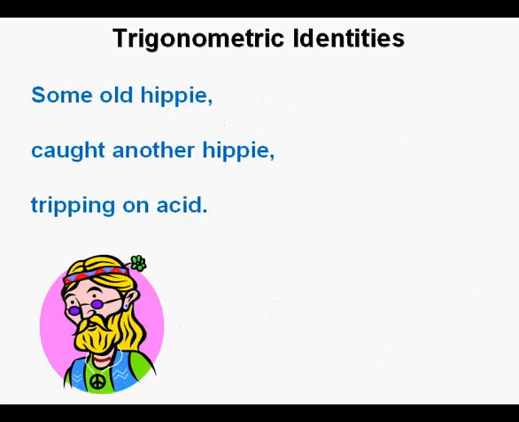Now we'll get to what you probably tuned in for, the trigonometric identities. The trigonometric identities stem from the first 3 basic trigonometric ratios, and this is what I use to help me remember them. And it's this mnemonic device. Some old hippie caught another hippie tripping on acid.